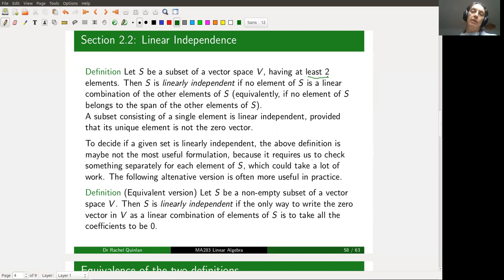There are different definitions of linear independence that people think about and that are in the textbooks as well, which have different kinds of advantages.